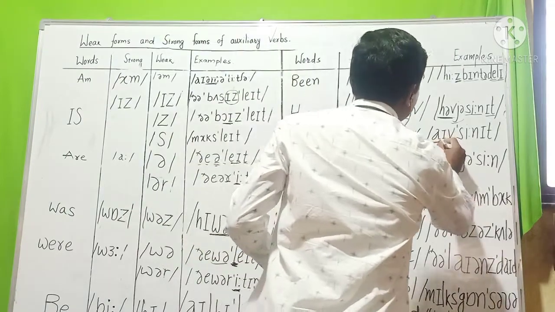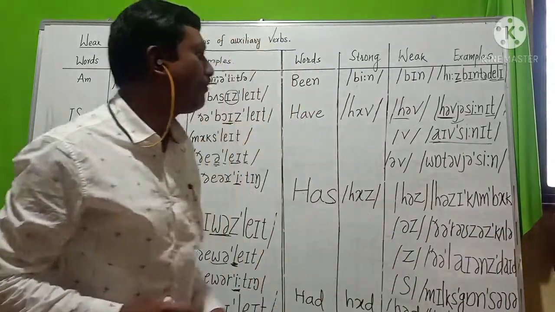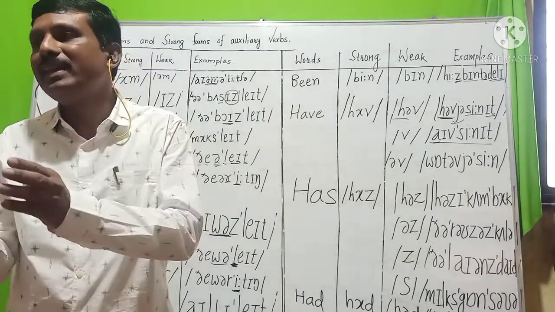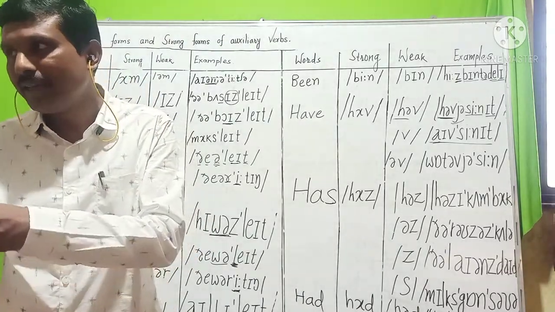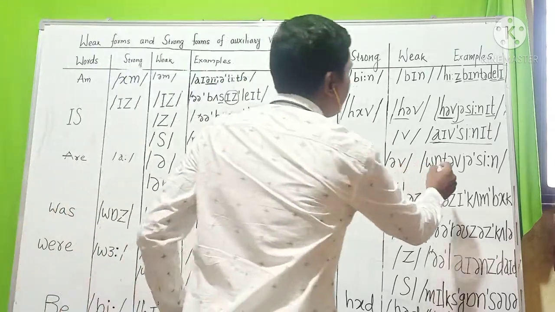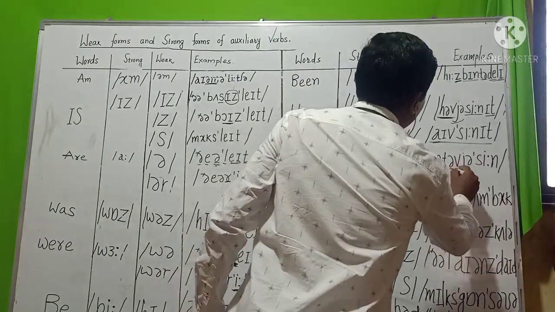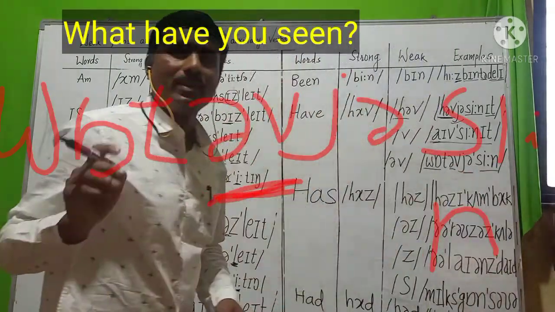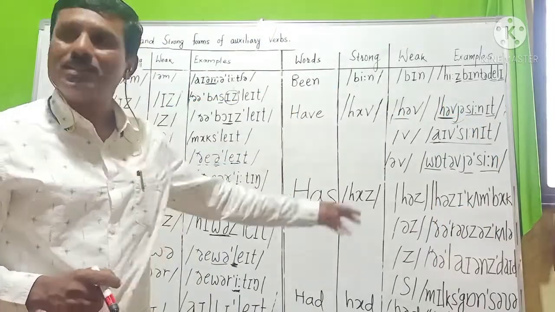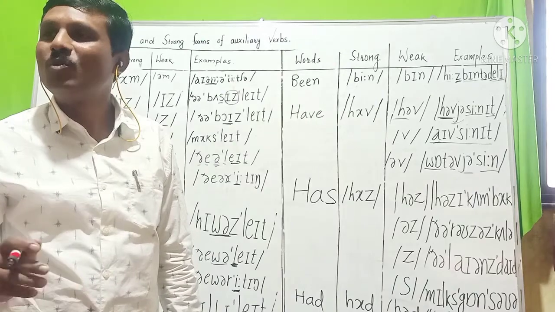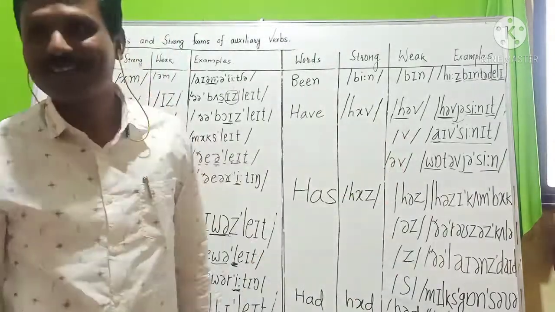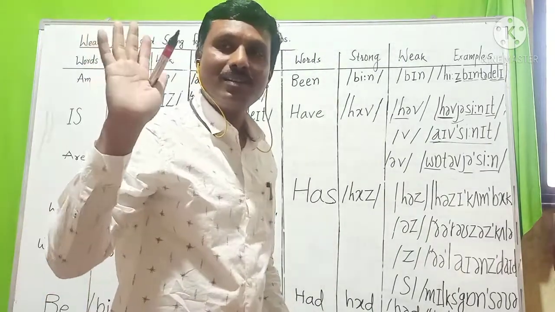Okay. After personal pronouns. And this is əv, used elsewhere in the sentence, medially in the sentence. It is not in the beginning of the sentence. What is the example? What have we seen? What have we seen? What have we seen?